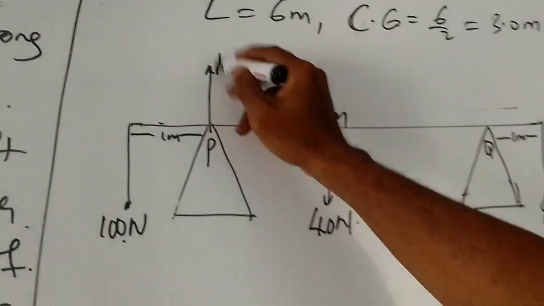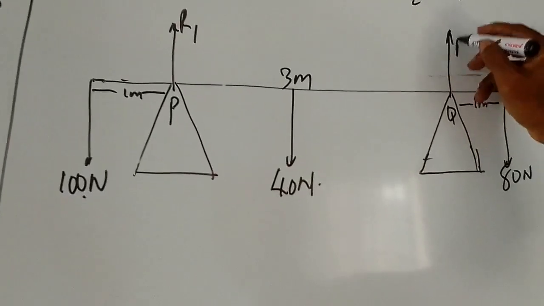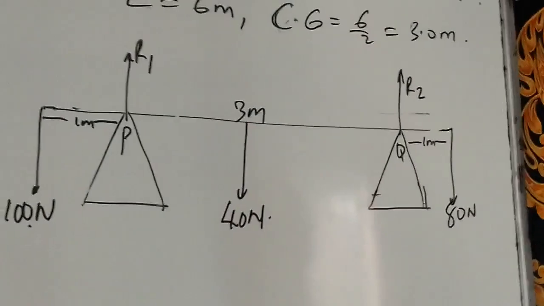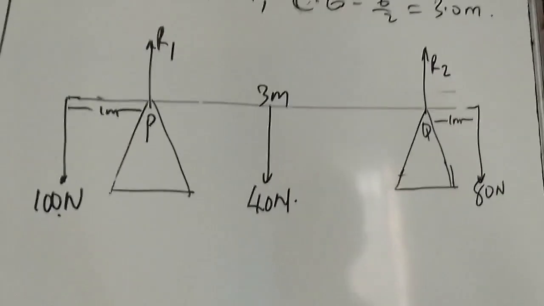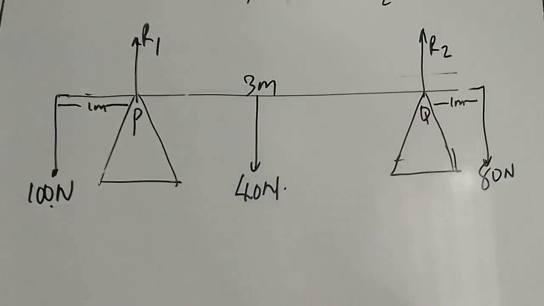And we are asked to calculate the reactions at P and Q. Reaction means the force acting upwards at P. They call this one R1 and this reaction R2. So this is a GCE question. The question is pretty difficult, not as simple as having a single pivot, but we're going to simplify it. So what do we do?